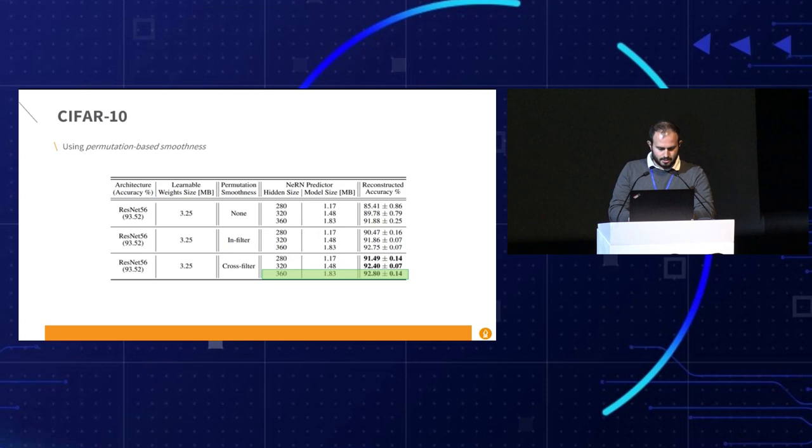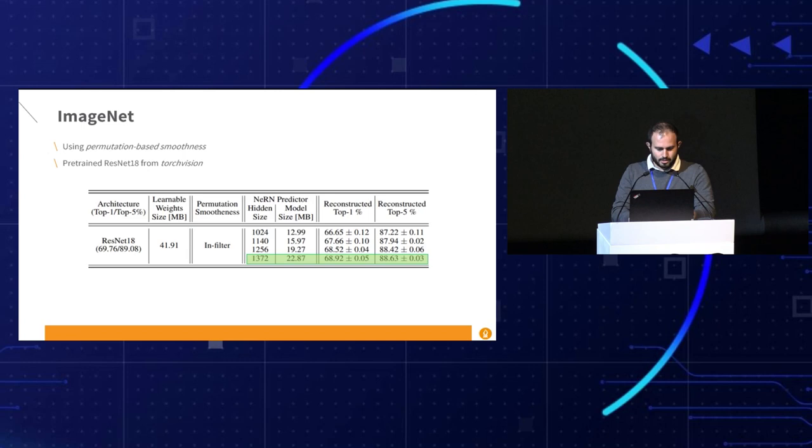Now going forward to ImageNet, I would like to point out that we did not train the original network on ImageNet, but instead used the pre-trained ResNet 18 version from TorchVision. This shows the flexibility of the permutation-based smoothness and our method in general.